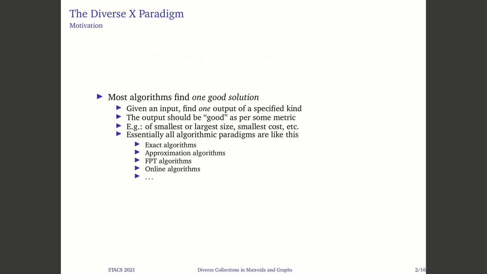So let me start with an introduction to this diverse X paradigm. The motivation behind this paradigm is the observation that most algorithms are about finding one good solution to a problem. So given an input, the algorithm finds one output of a specified kind, and there is a notion of what is good about the output, some metrics such as the size of the output or the cost of the output or some such. And essentially every algorithmic paradigm is of this form. All are about finding one good solution.